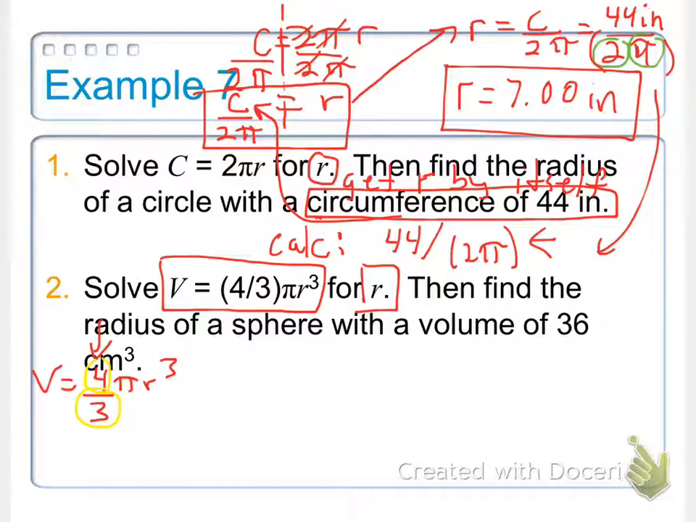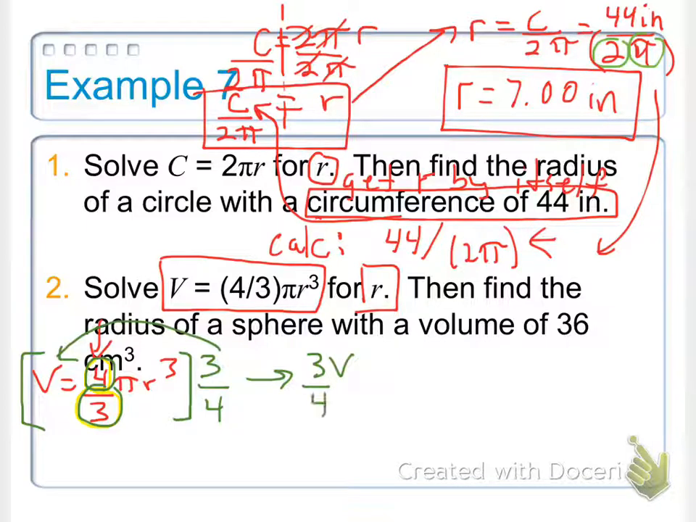So I'll multiply everything by the opposite. Well, the opposite of dividing is multiplying, and the opposite of multiplying is dividing. I'll multiply everything by 3/4. And so what do I get? 3/4 times V, 3V over 4, is the same thing. Then this 3 and this 3 cancel out. This 4 and this 4 cancel out. It's gone. And we're left with pi times r to the 3rd power, or pi r cubed.